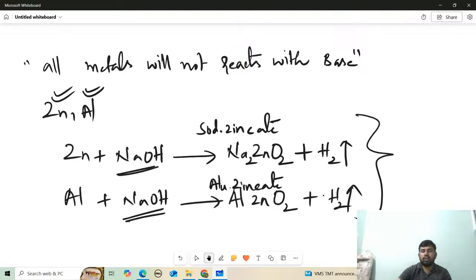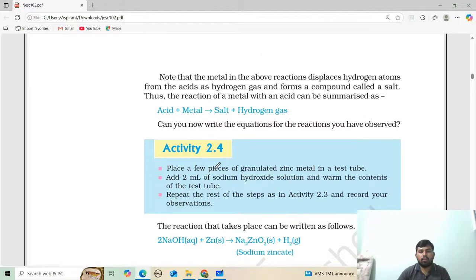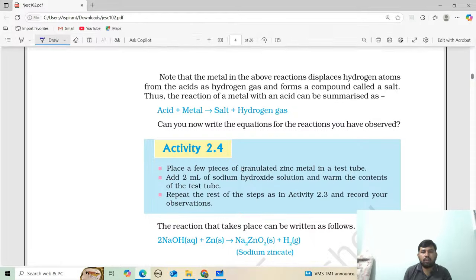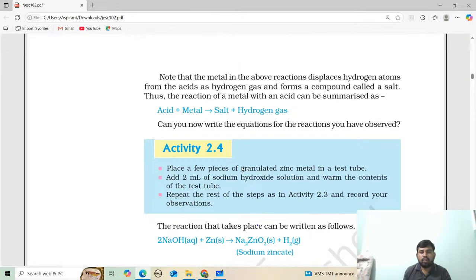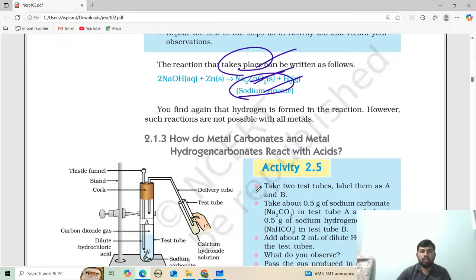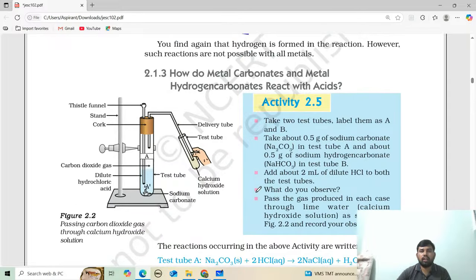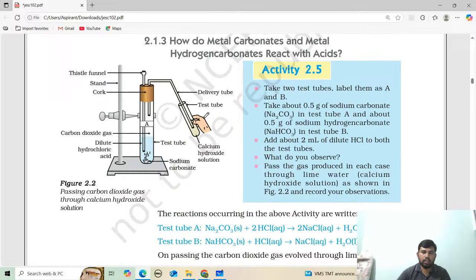Okay, next one you see. Next they given an activity. Can you rewrite the equation for this one? For this reaction you should also warm the mixture. That is also a condition they given here. Next, you see how metal carbonate and metal hydrogen carbonate react with the acid.